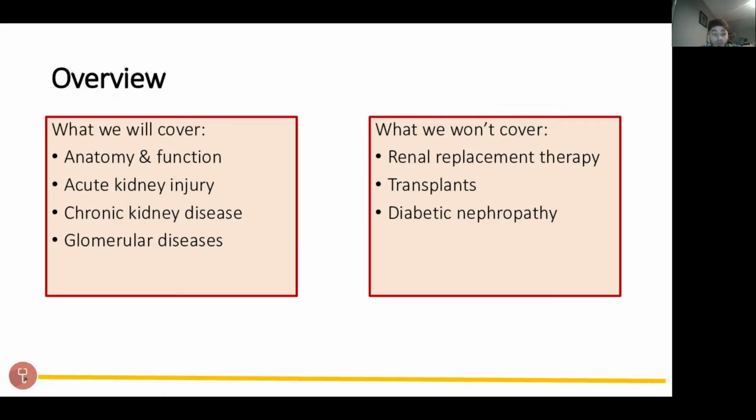The bits that we won't cover, but I think are really, really important, are renal replacement therapy, transplants, and diabetic nephropathy as well. We'll touch on them, but we're not going to cover them probably to the level that you will be tested on. So I would recommend that, from this talk, do a little bit of that other stuff in the background as well.